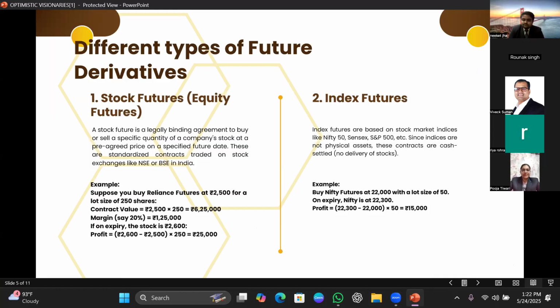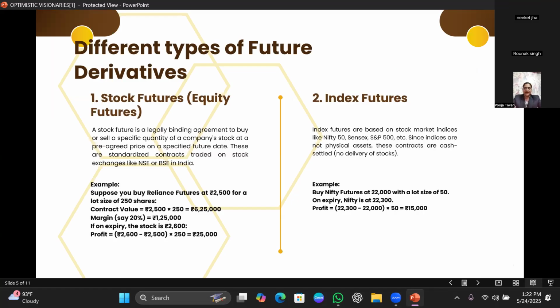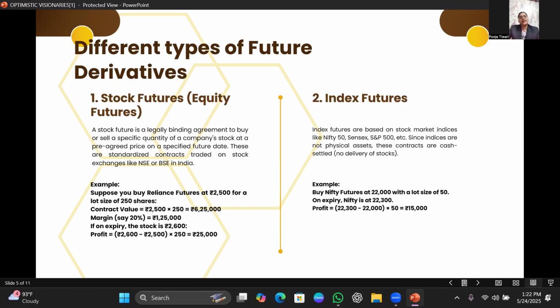I am going to explain different types of future derivatives. Let us shortly know about the future derivatives. Future derivatives are contracts to buy or sell an asset at a future date at a pre-agreed price. There are mainly four types of future derivatives.